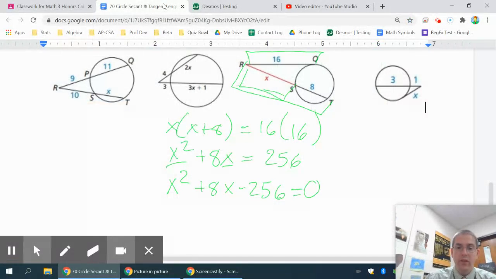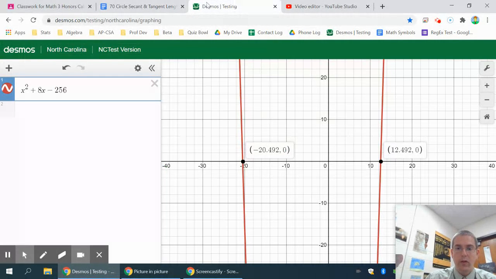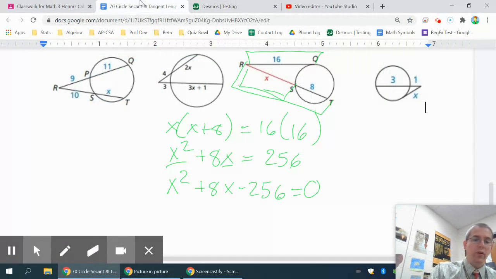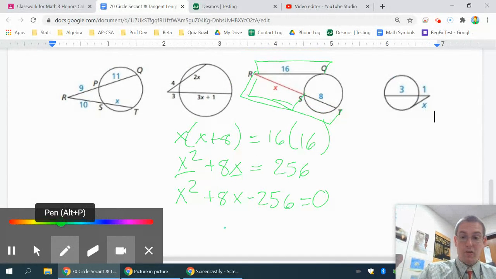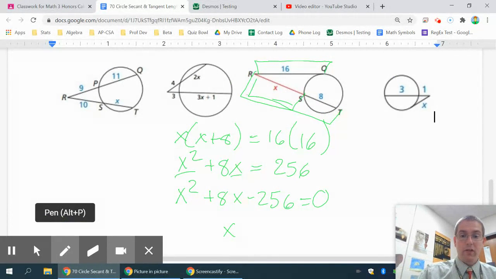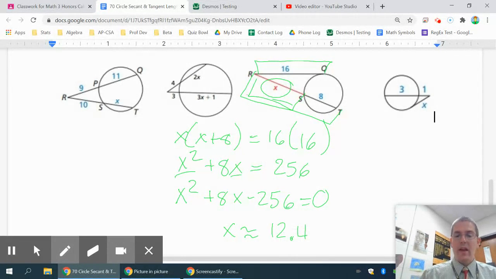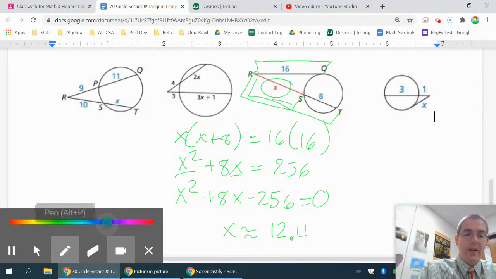Now, if you notice, plugging in a negative 20 gives me a negative length there, which doesn't make any sense. So the answer I'm going to go for is the 12.4, which would be a possible answer. The reason I can't do the negative 20 is that in a geometry problem, you can't have a length that's negative. So x is approximately 12.4. And if you wanted the exact answer, you could use the quadratic formula to give it to you, but that's totally unnecessary.